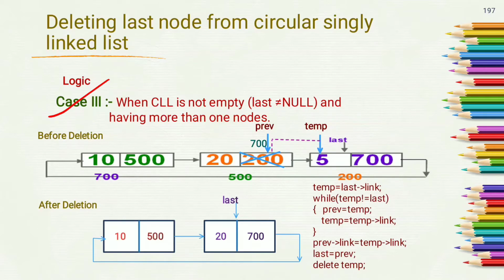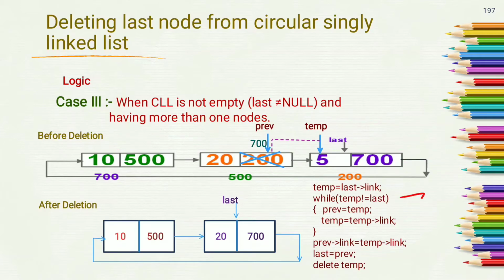We have given a circular linked list containing 3 nodes having values 10, 20 and 5, and we want to delete this last node. We have to make changes in this previous of last node. So we want address of this node. For that we have to traverse the linked list. So initially we store the address of first node into temporary pointer by writing temp equals to last link, because last link always contains the address of first node.